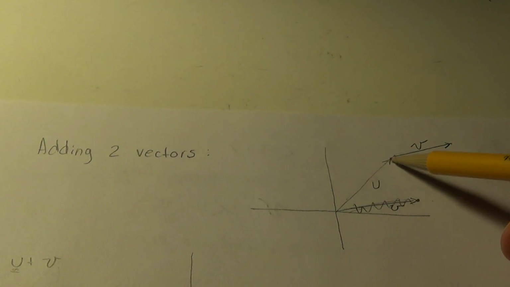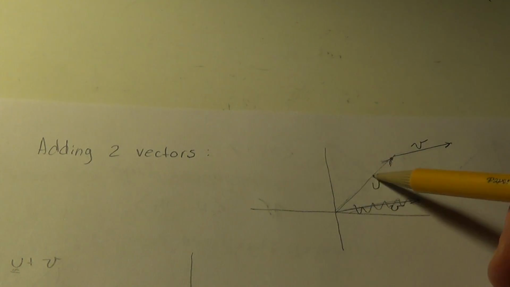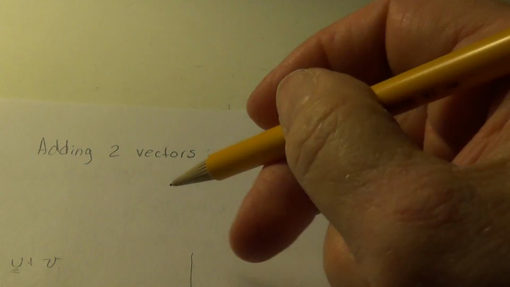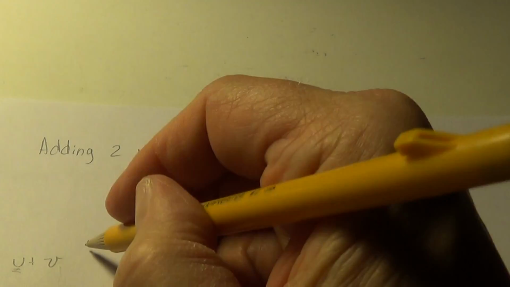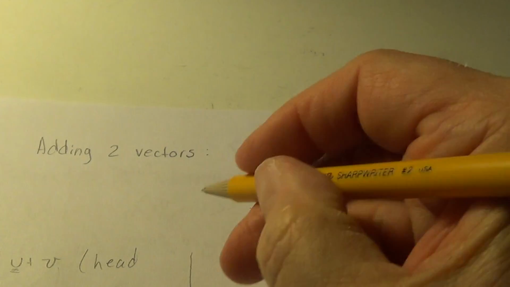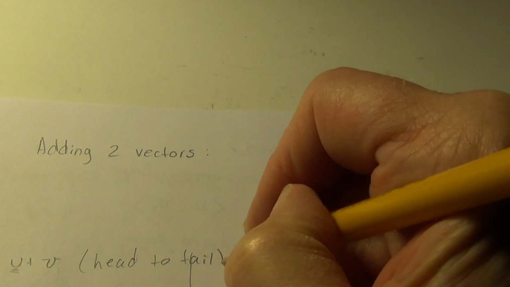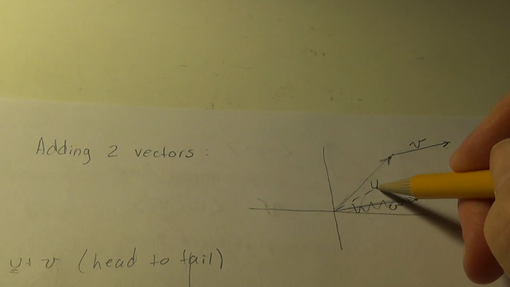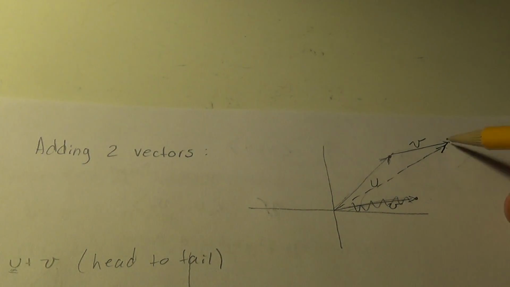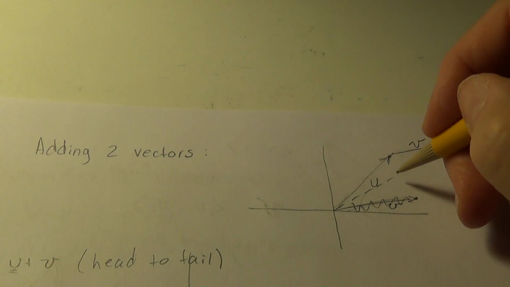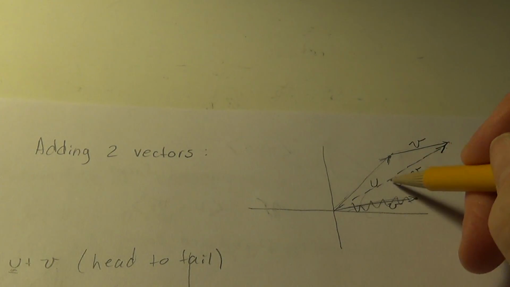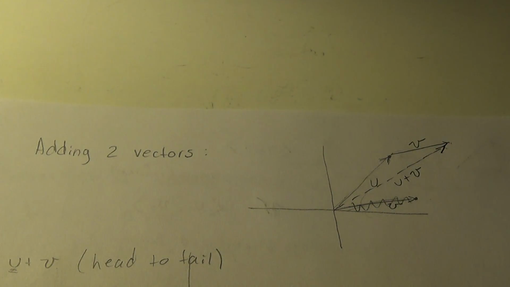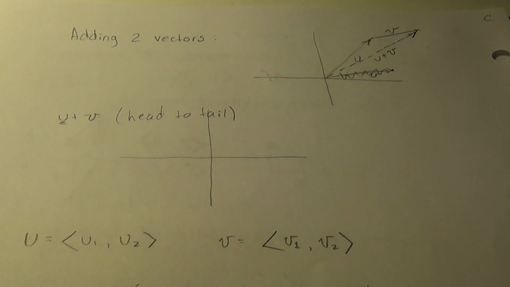You go head to tail. The head is where the arrowhead exists. The tail is the side of the vector with no arrowhead. So we go head to tail. So we're going to always add head to tail. And once you line them up, head to tail, you go from the origin to the head of the last vector. And that is the vector sum u plus v, that dotted line right there. So that is how we add vectors.